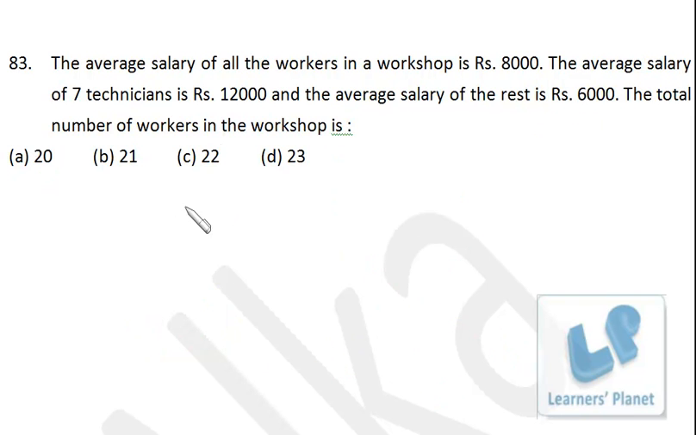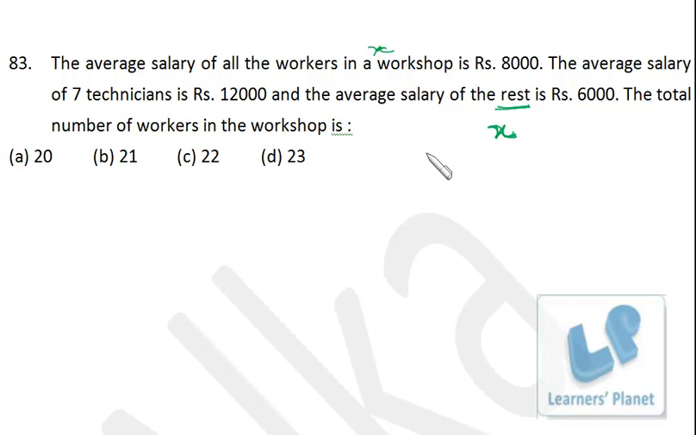Now the average salary of all the workers in a workshop is 8,000. The average salary of 7 technicians is 12,000 and the average salary of the rest is 6,000. The total number of workers in the workshop? You can use the alligation method or the deviation method that we have discussed earlier. Suppose apart from the 7 technicians, there are X more workers. The average salary of the rest, so this rest is actually X.